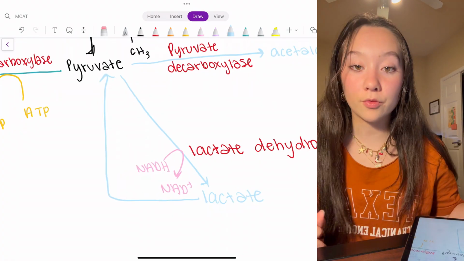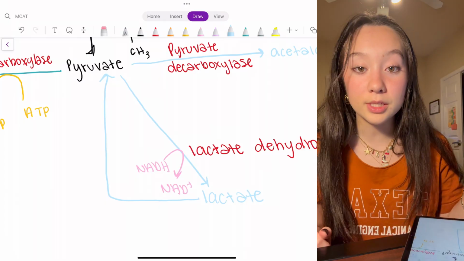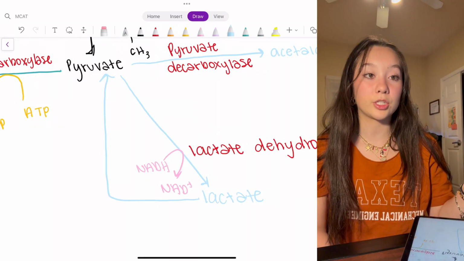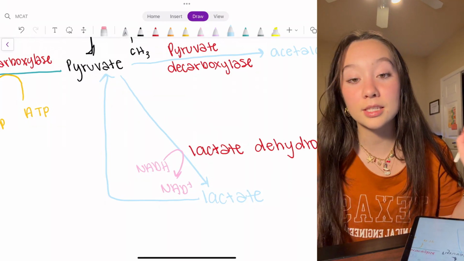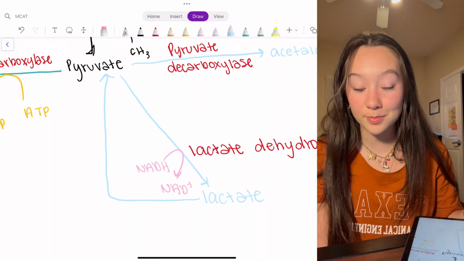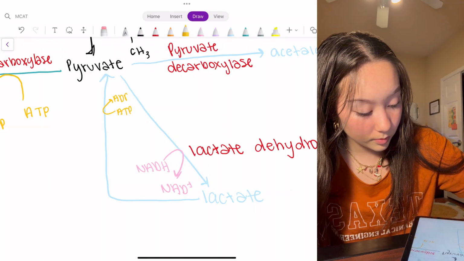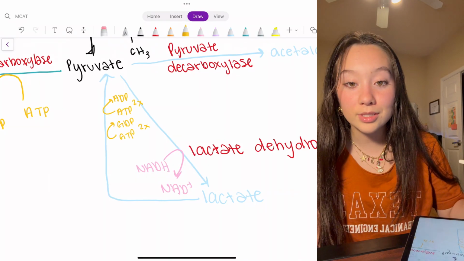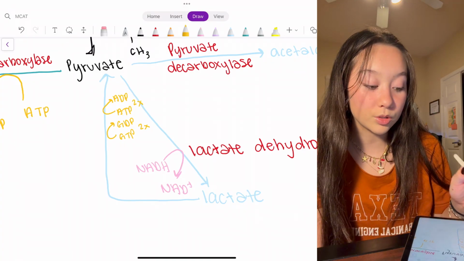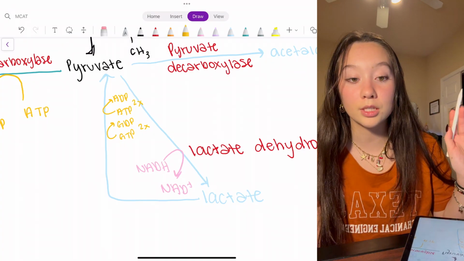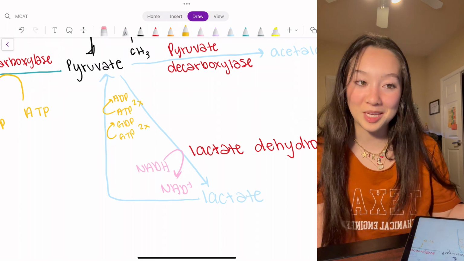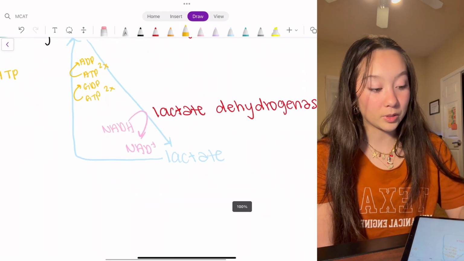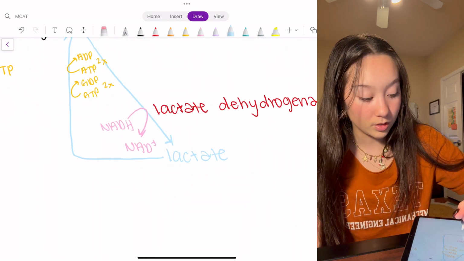The pathway back from lactate back up to pyruvate uses the same enzyme, lactate dehydrogenase, but instead it takes 2 GDP and 2 ATP. Okay, so as you can see, we used 2 GDP and 2 ATP, and we turned them into GDP and ATP. Now I'm going to label this Cori cycle.